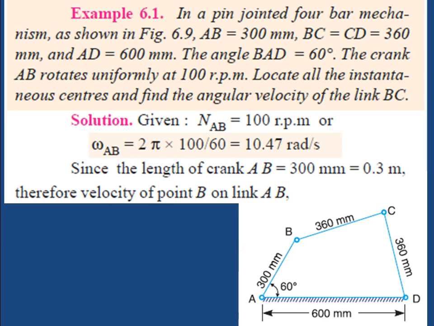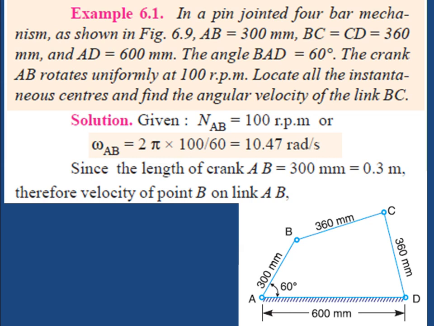So first you have to draw this mechanism as it is with the dimensions given. Okay, so you can take a suitable scale, 1:10, like that. I think 600 mm, yes, you can take a scale of 1:10. So automatically you can get 60 mm here for 600 mm. Then angle 60 degrees is given. You can draw a line like this and construct the 4-bar mechanism.